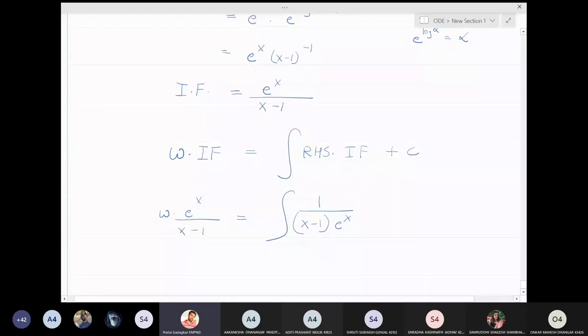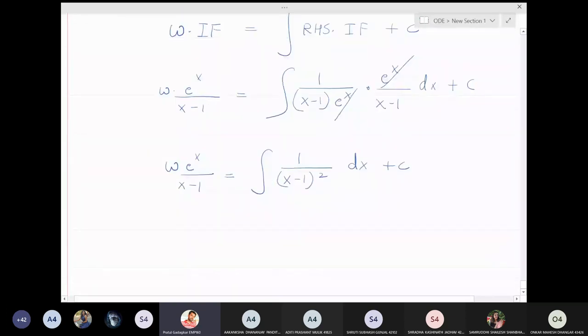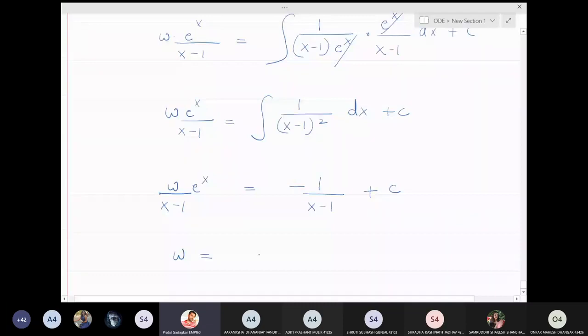This and this cancel. And therefore, w e power x upon x minus 1 is equal to integration of 1 upon (x minus 1) whole square dx plus constant. And this is minus 1 over x minus 1, because integration of 1 over x square is minus 1 over x, plus a constant. So w upon x minus 1 into e raised to x equals this, and therefore w is equal to minus e raised to minus x, with a minus sign, plus constant e raised to minus x into x minus 1. I suppose this is the answer for w, right? But w was not our main target.